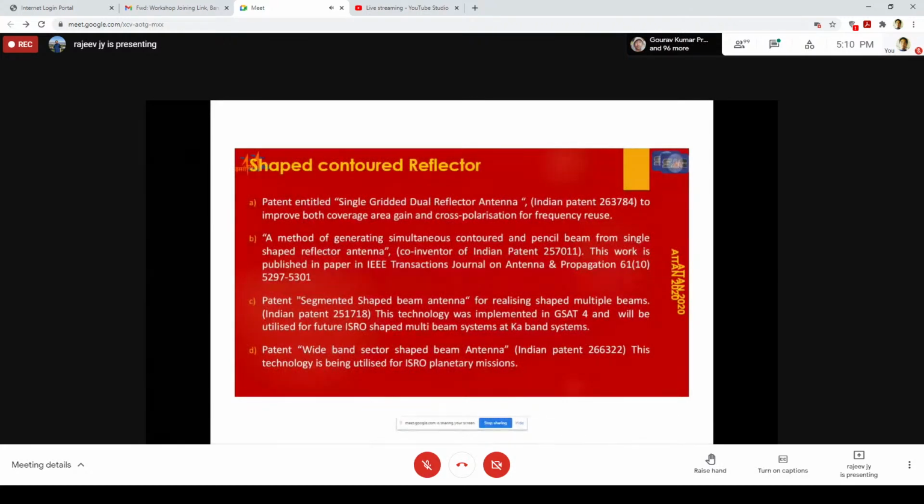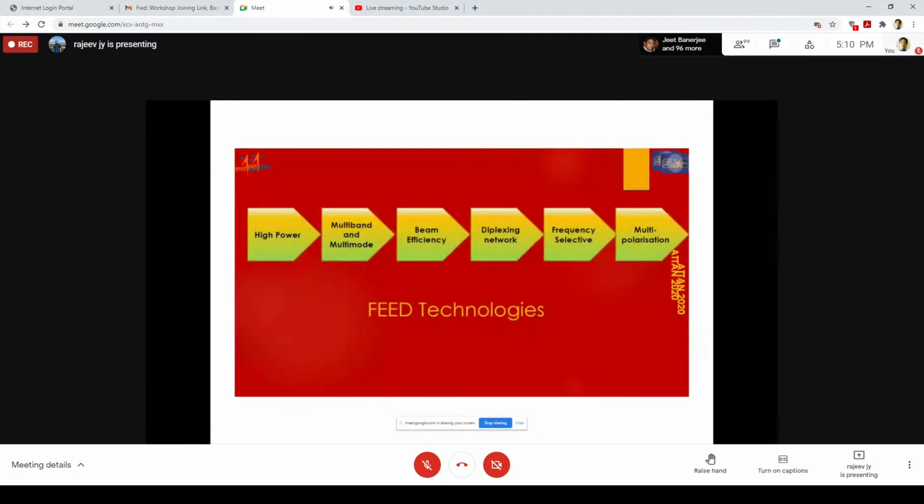You can see we took some 4 patents here, and one of them is on generating 2 different types of beams simultaneously, the contour beam and pencil beam, from a single shaped reflector. So there are various techniques. I think innovation cannot be done unless we have a challenge imposed on us. That is the key to the success of any society that takes up the challenge.